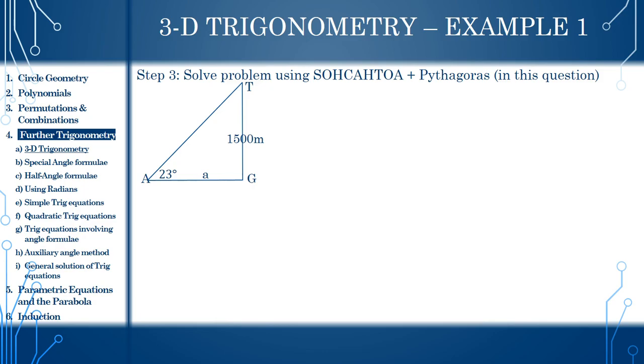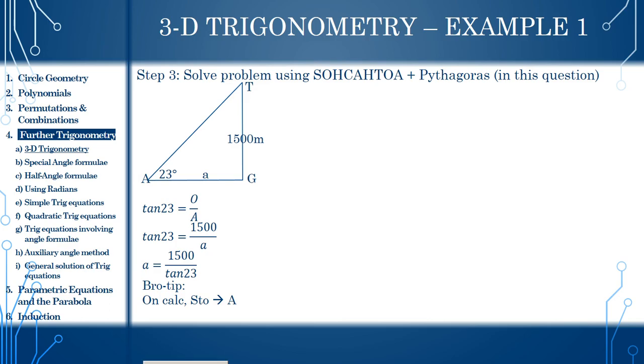First triangle. We have to use SOHCAHTOA. As a right angle triangle, we can use SOHCAHTOA. Now 23 degrees is the angle we've been given, and the two sides are TG and AG. They are opposite and adjacent, so it can't be SOH, can't be CAH, it has to be TOA. Tan is opposite over adjacent. Tan 23 is opposite over adjacent, which is 1500 over A. We're going to make A the subject because that's what we really want to know. A is that, right?